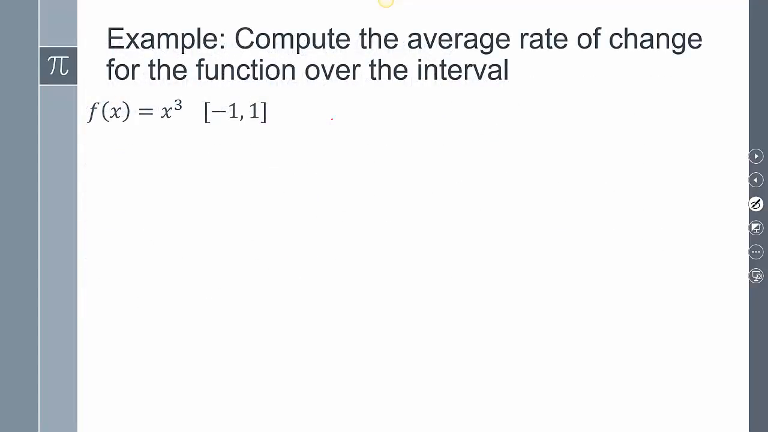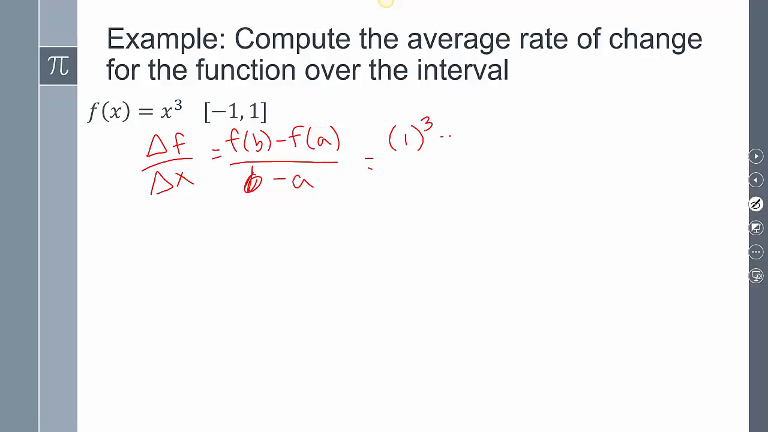So for this first example, let's compute the average rate of change for this function over the interval. This is going to be delta f over delta x, which is the change in my function over the change in my x's. So I'm going to say b minus a. That means my f of b is going to be 1 cubed minus negative 1 cubed, all over 1 minus negative 1. Plugging that in, I get 1 plus 1 over 1 plus 1, which is 2 over 2, which is 1. And so my average rate of change is just going to be the slope of 1.